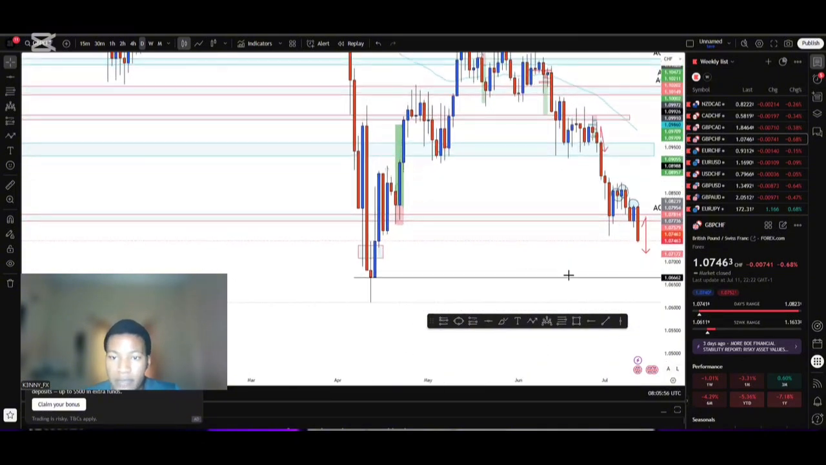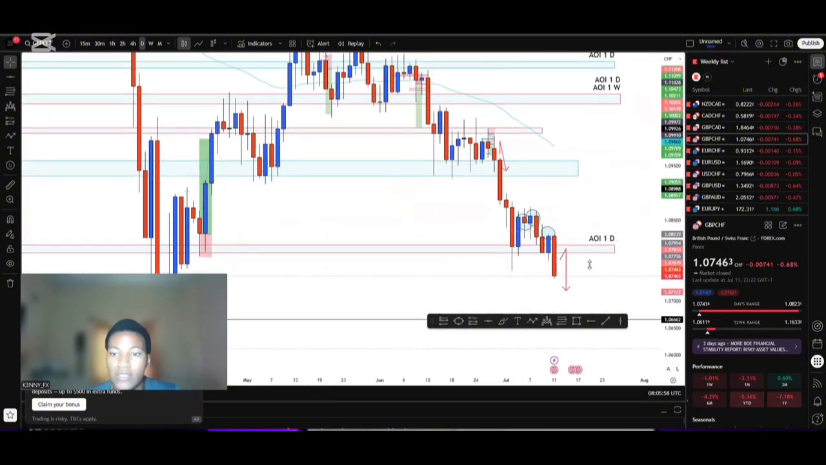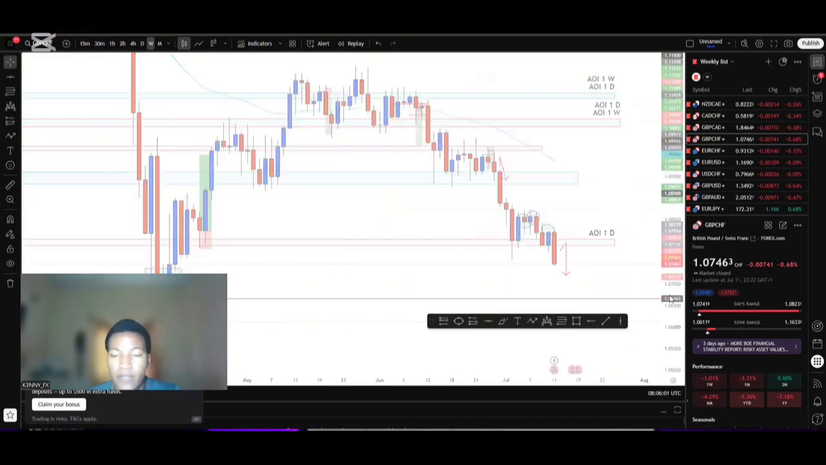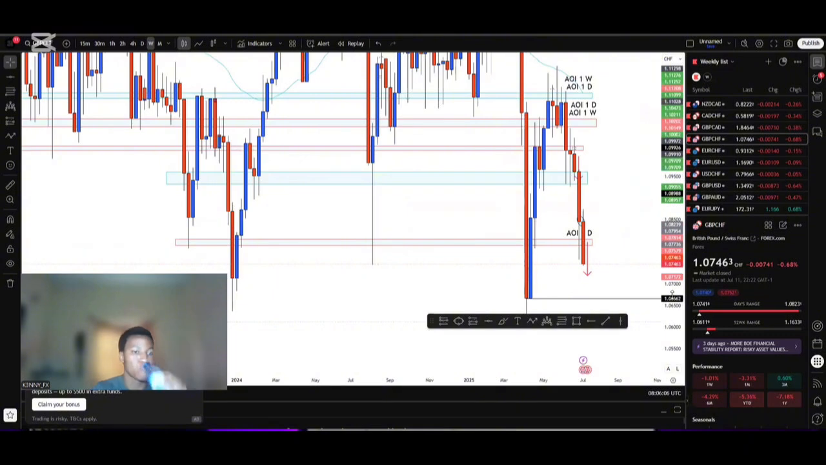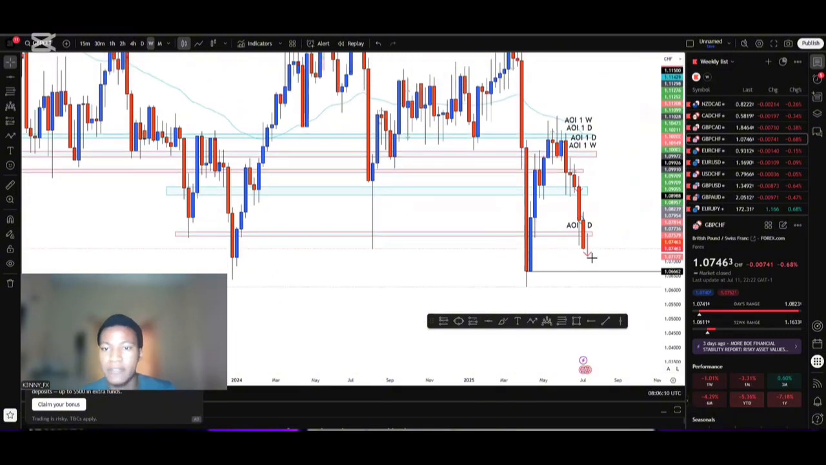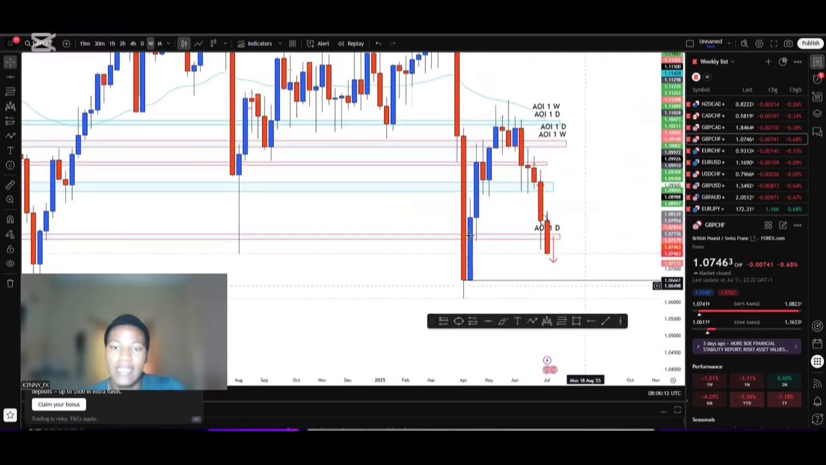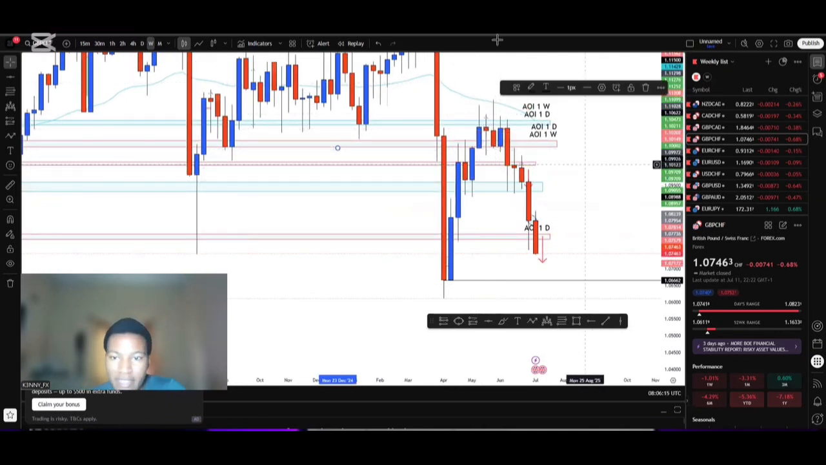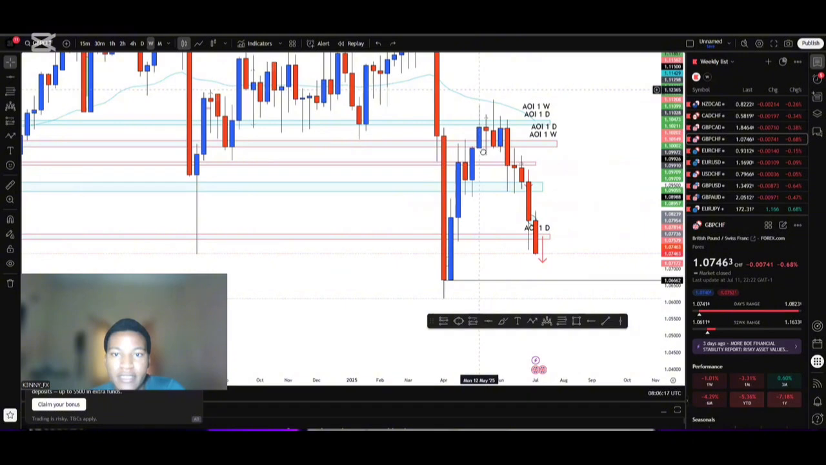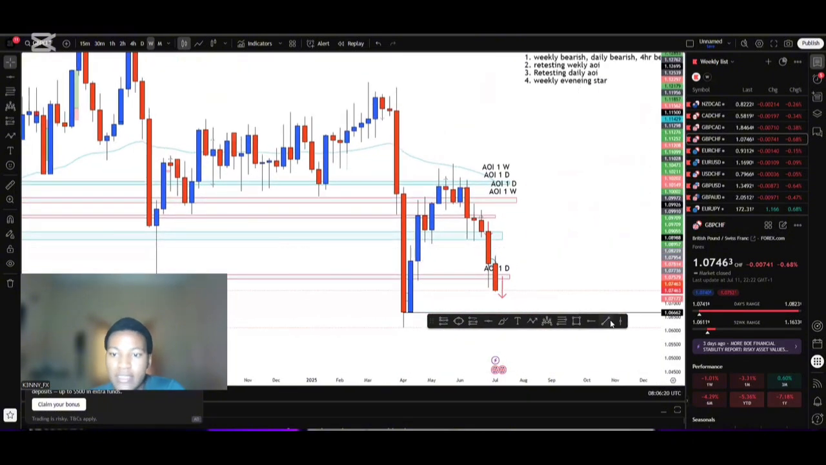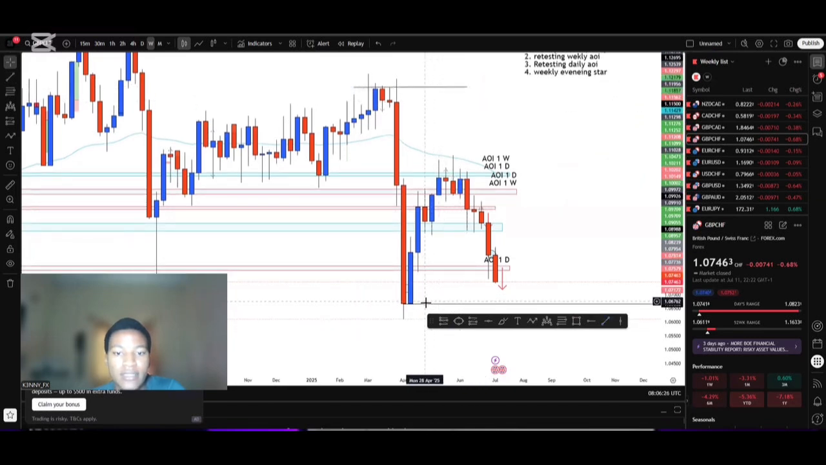On the weekly time frame, we're going to go out to the weekly first of all. The only thing I don't like about this weekly time frame is that it's already bearish, right? If you notice, this is the lower high, and this is the lower low.